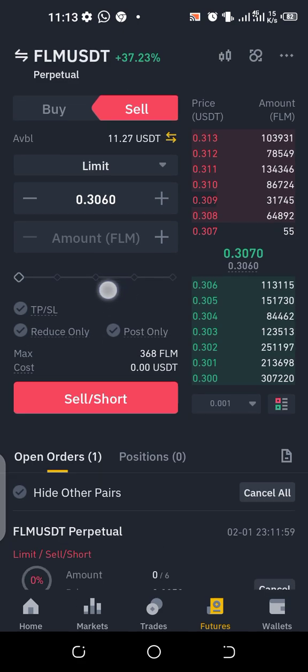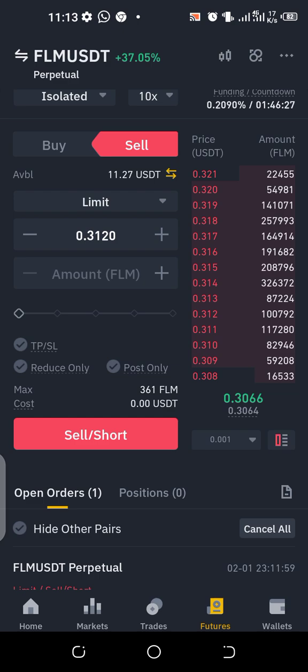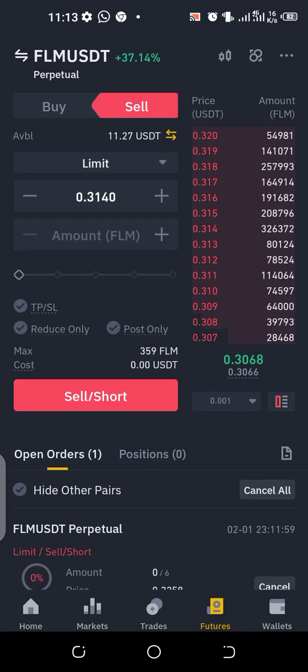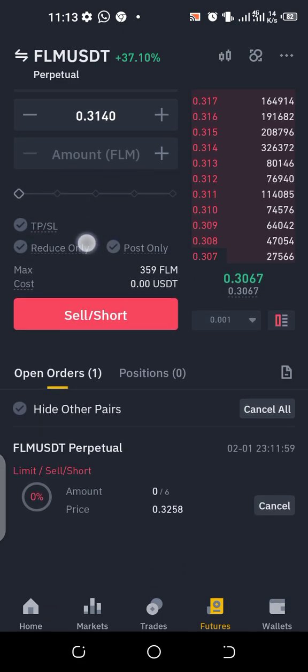I can see that at 0.311 here, there seems to be a strong line of resistance, but if I go up, I may see an even stronger line of resistance. I can analyze which one is the highest, where the highest sell orders are. It seems to be at this point, 0.314, now 0.326. That seems to be the price at which the highest number of sell orders are present. 326,372 FLM is available to be sold at that price compared to the others.